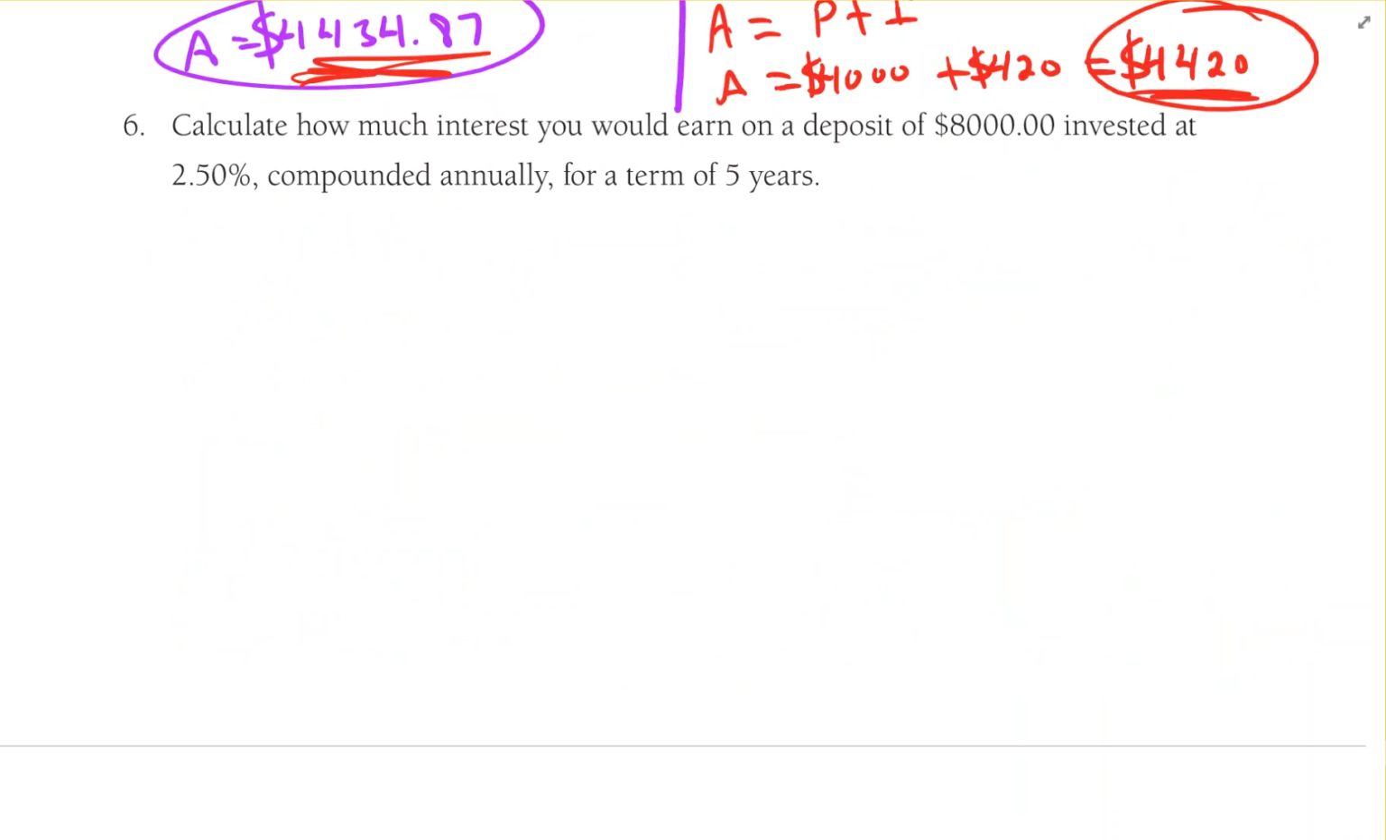Okay, number 6. All right, so number 6, I'm going to let you guys go ahead and do this one on your own. It's similar to the ones we've done so far. I'll write down the formula. A is equal to P times (1 plus R over N) to the power of N times T. So I'm going to let you guys go ahead and do number 6 now.